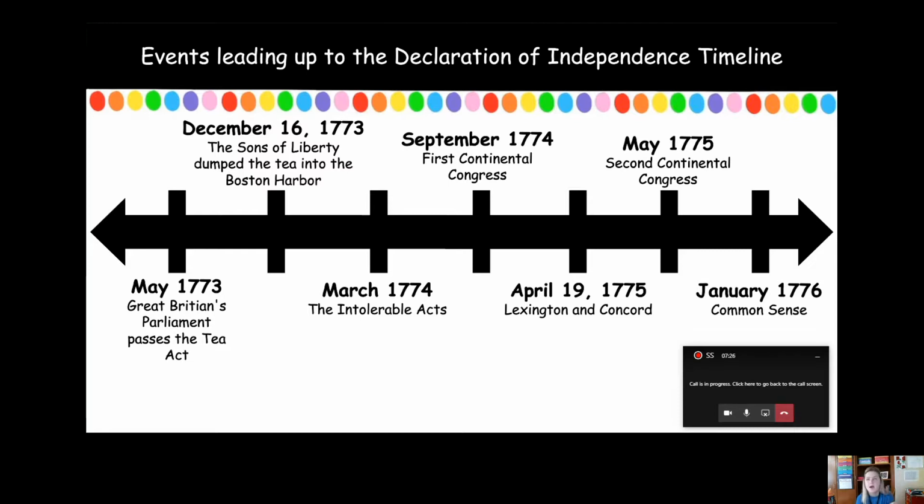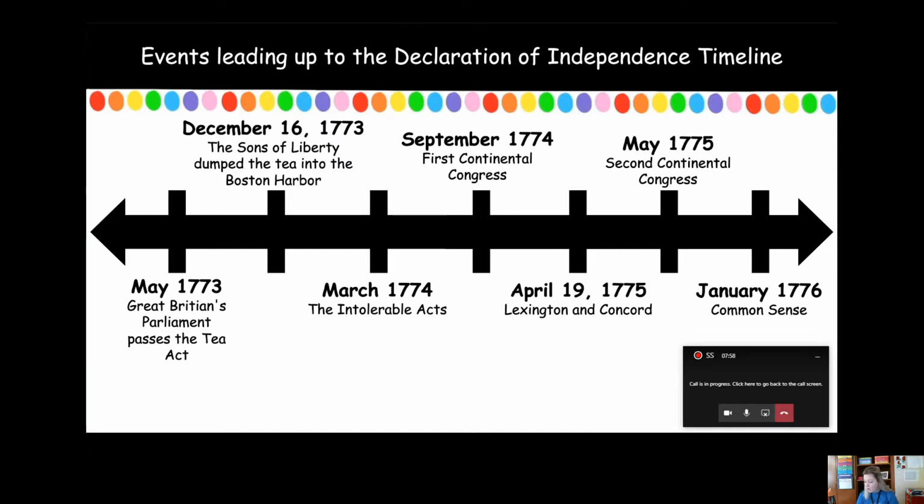They made it impossible for the colonists to get tea anywhere else with this act. And of course, this led to an intense amount of anger, which leads us to December 16th, 1773, when the Sons of Liberty dumped the tea into the Boston Harbor. This is the Boston Tea Party, okay? So the Sons of Liberty is a group of people who needed to protest this ridiculous Tea Act that Great Britain had put upon them.